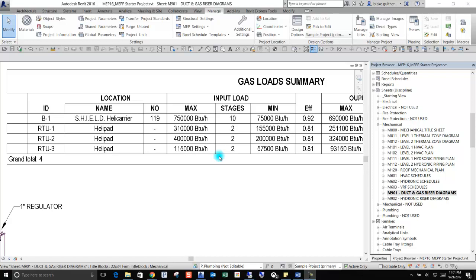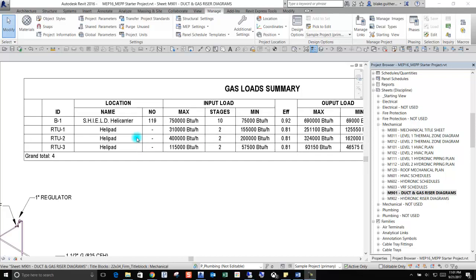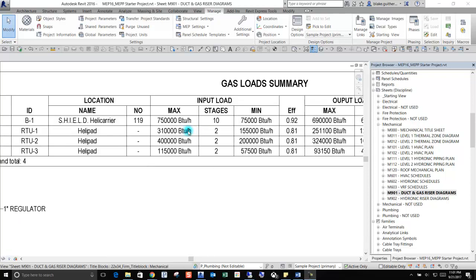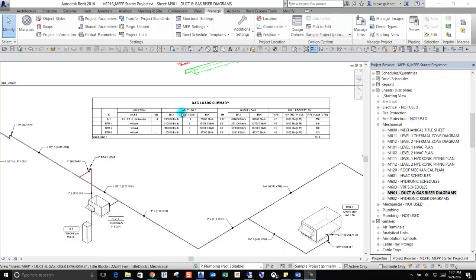We do have a workflow set up that functions and gives the designer what they need to do their job. So this is a gas load summary schedule included in the project. Basically, we just want to convey that the BTU that you enter in your schedule ends up being the CFH that gets used throughout the piping system for sizing it.